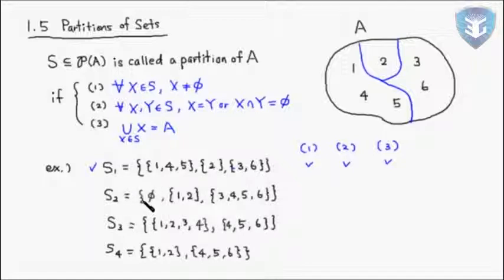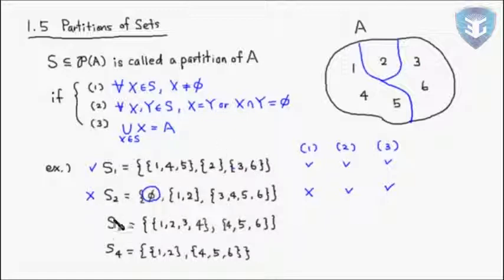Right off the bat, we notice a problem. Here we see an empty set. So condition number 1 is actually violated already. For the fun of it, let's look at the other two. You look at any two subgroups, and they are pairwise disjoint. So number 2 is okay. And number 3, does it cover the entire set A? 1, 2, 3, 4, 5, 6. So everyone's covered, but condition 1 is violated. So S2 is not a partition.